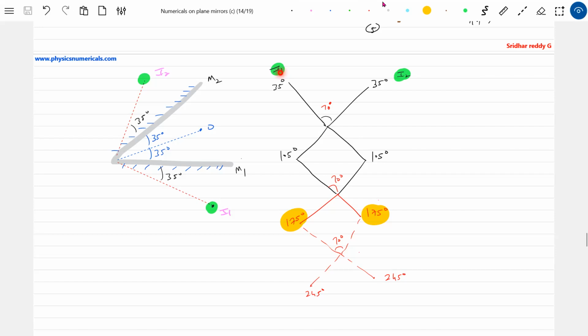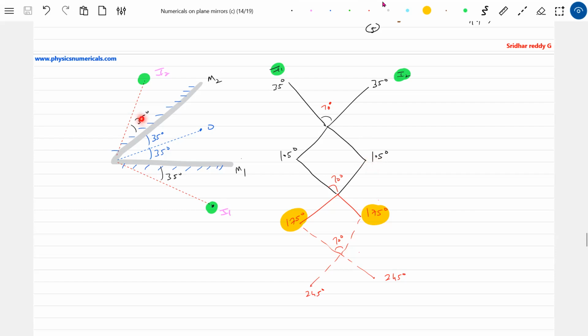Okay, this I1, able to understand? What do you mean by I1? This I1 is the angular position subtended by the image I1 with respect to mirror M1. I2 is the angle subtended by the image with respect to mirror M2. That is what we are indicating. Next, again, this I1 will become object for this. What is the angle now? 105 degrees. So it should be at 105 degrees from this side. That is what I'm indicating, 105.